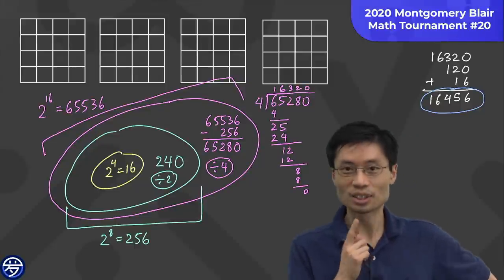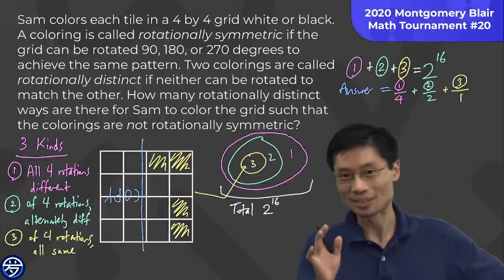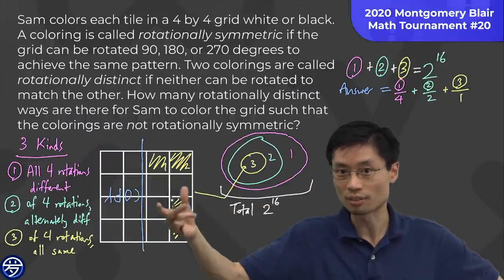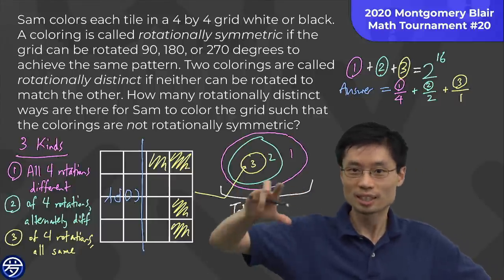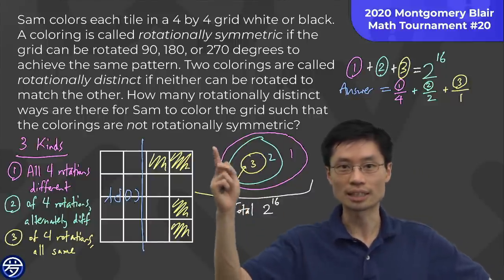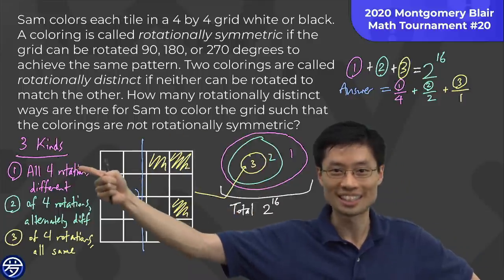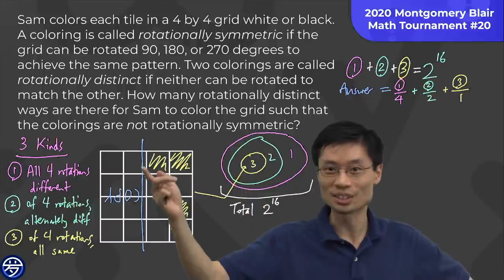Wait a second. So now reading the question again. When I read the question at first, I thought that what we were supposed to do is find all of the different ways that I could color, where I throw away the ones which are symmetrical to each other. But that's actually not what we want to do. The question is asking that the coloring is not symmetric. So that means we just want to know the thing in one. We just want to know 1/4. So actually, all we need to do is the 1/4.